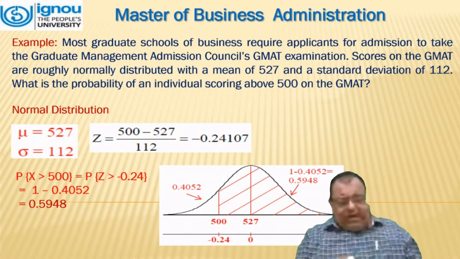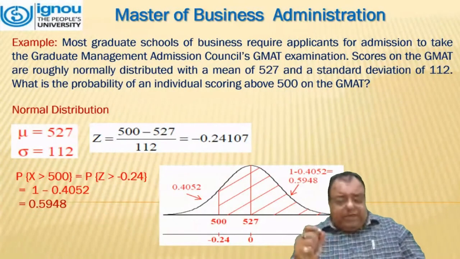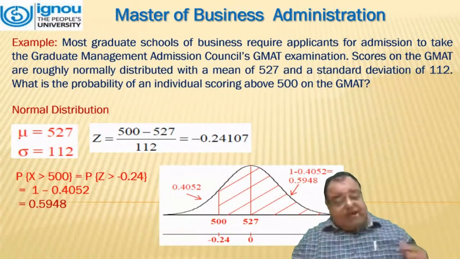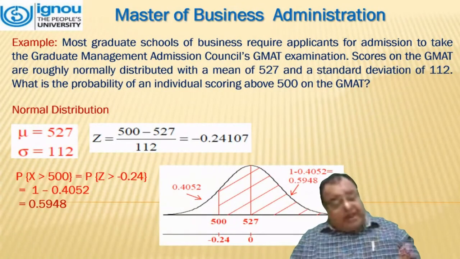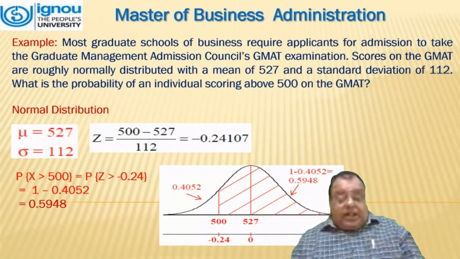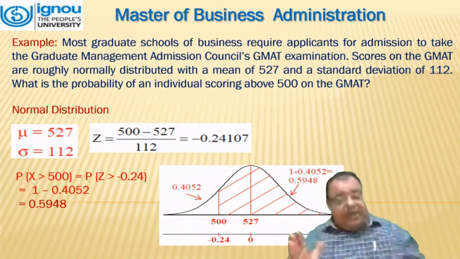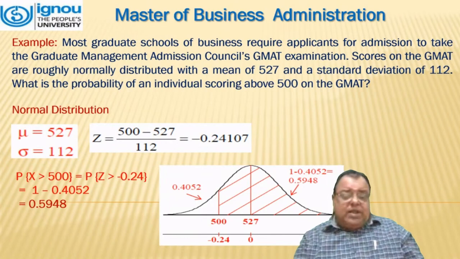What we have calculated here can be seen on the graph also. 527 is taken at 0 because that is the mean value. We were supposed to calculate individual scoring above 500, marking it on 500, it is on the negative side. The area will be all towards the right. Complete area, that is 1, minus the value of z equal to 0.405. That means 1 minus 0.4052 is 0.5948.